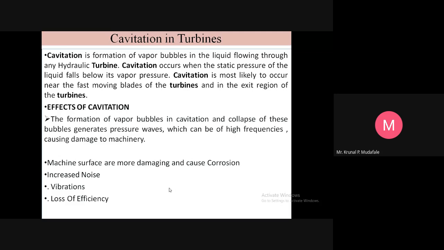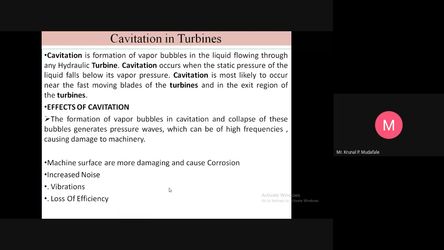It is most likely to occur near the fast moving blade of the turbine and in the exit region of the turbine, where the cavity can form, called vapor bubbles. And what is the effect of cavitation? The formation of vapor bubbles in cavitation and the collapse of these bubbles generates pressure waves, which can be of high frequencies, causing damage to the machinery. Due to cavitation, the machinery can be damaged, right?